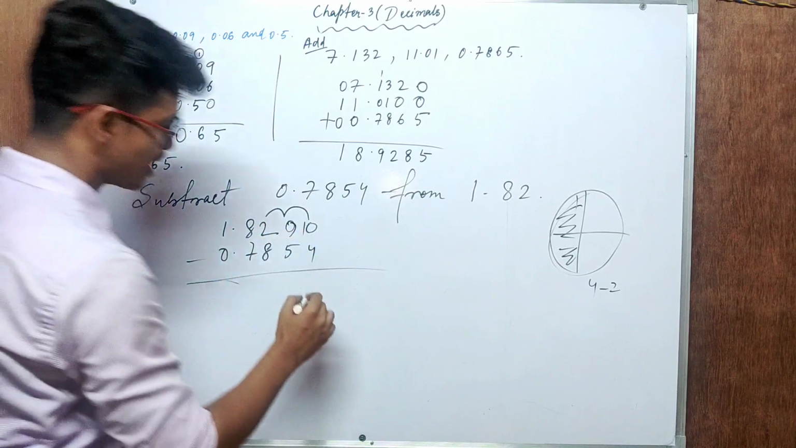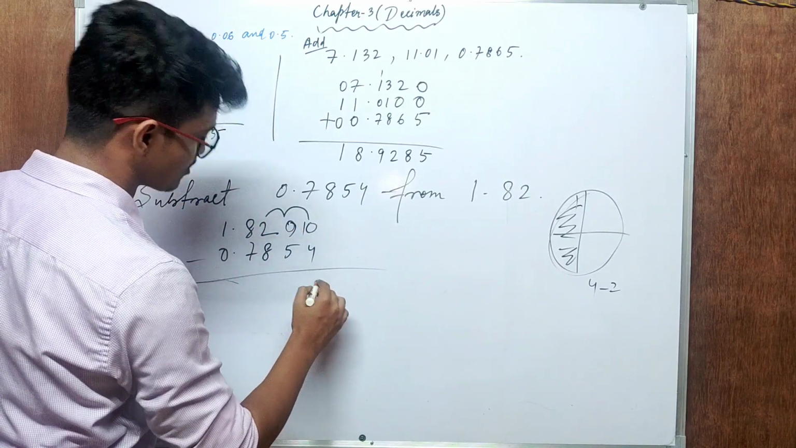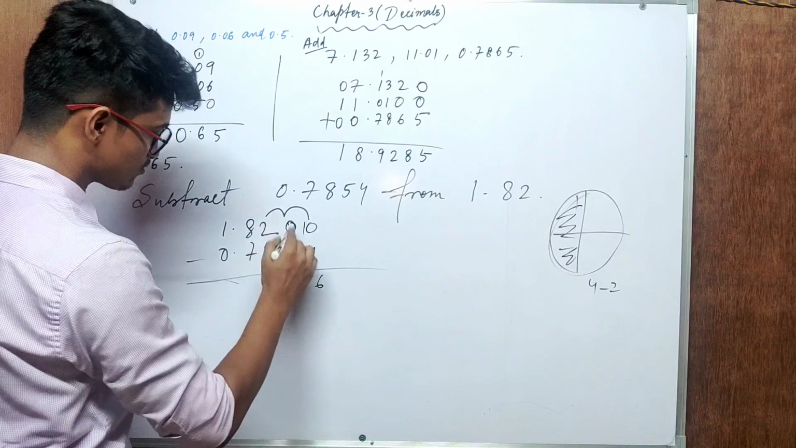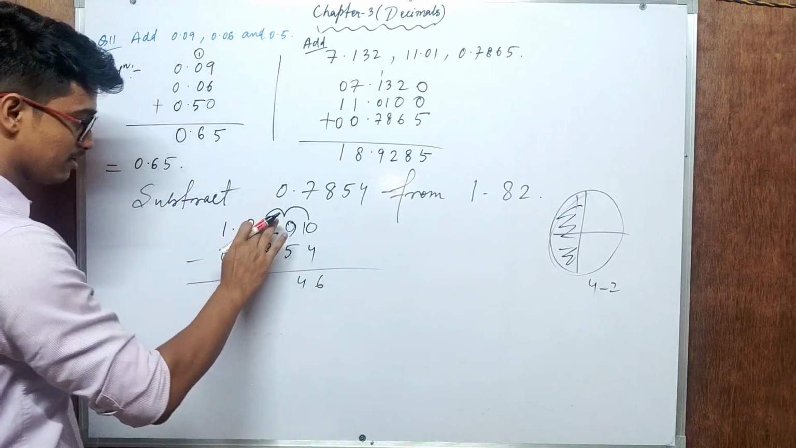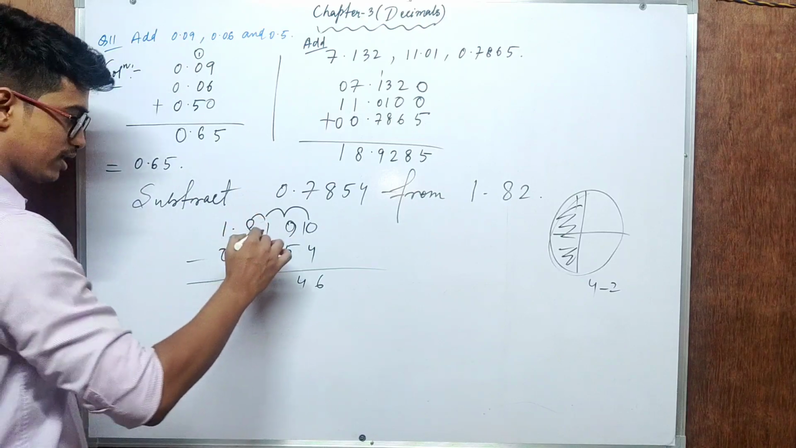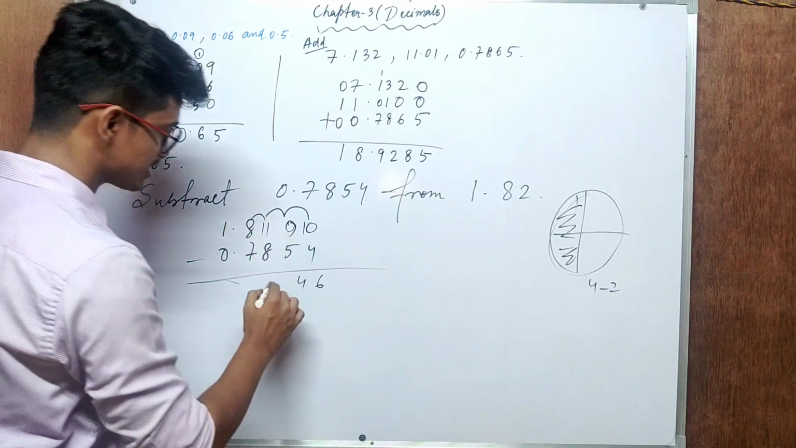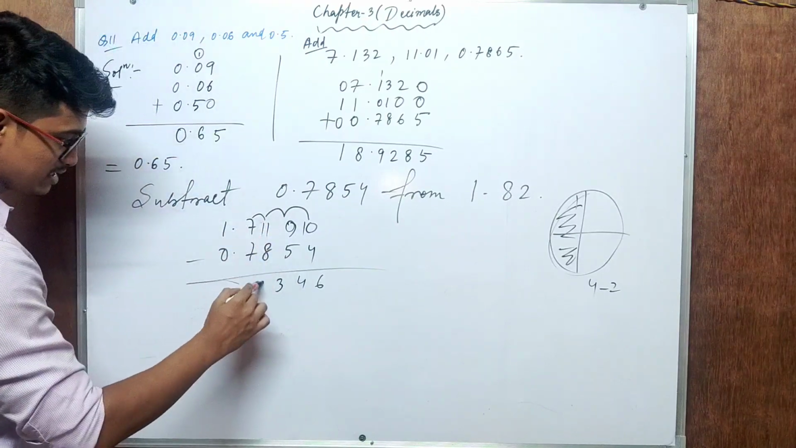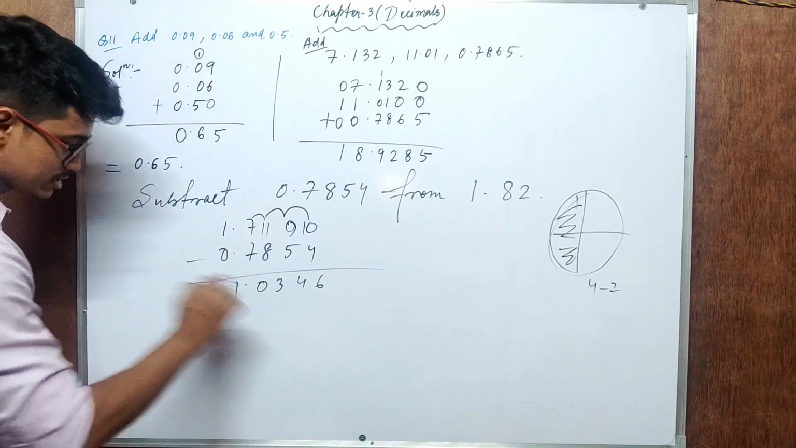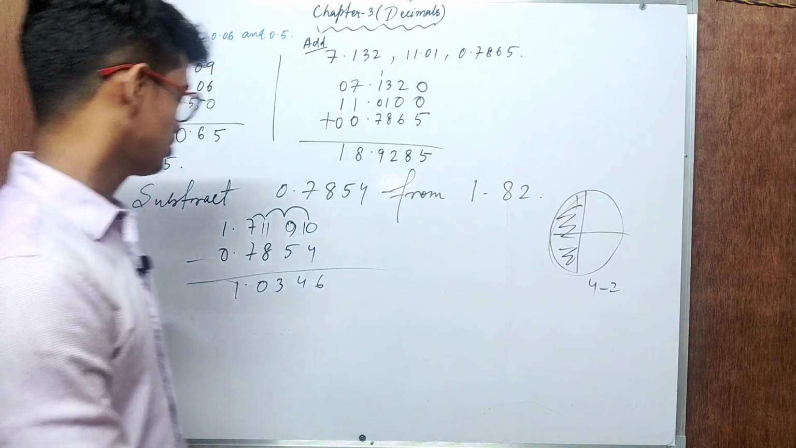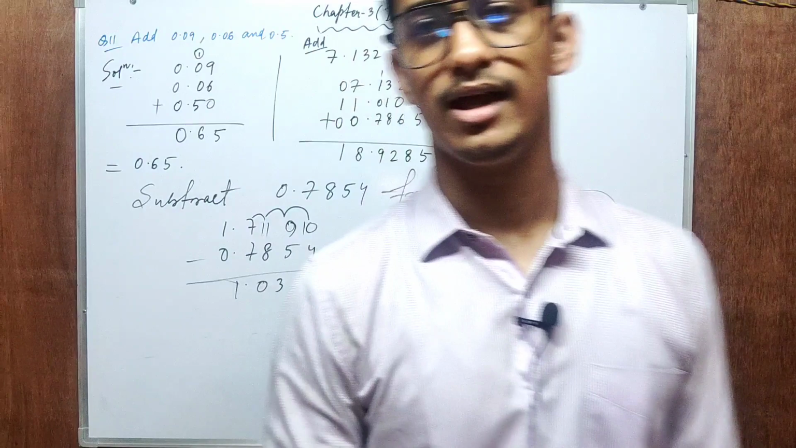So 10 minus 4 is what? 6. 9 minus 5 is what? 4, and it will become 1. So I have to keep one number over here, so it will become 11. 11 minus 8 is 3. There it will become 7. So 7 minus 7 is 0, and then 1 minus 0 is 1. So 1.0346 is the required answer.